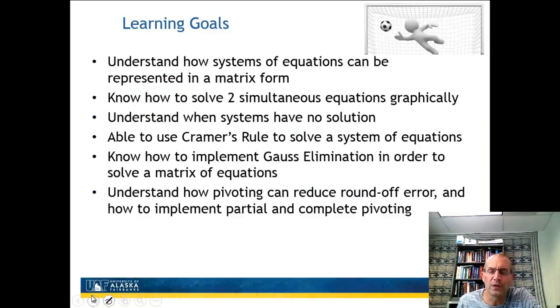So here are the learning goals. At the end of this video, you'll understand how systems of equations can be represented in a matrix form. You'll know how to solve two simultaneous equations graphically. You'll understand when systems have no solution. You'll be able to use Cramer's rule to solve a system of equations. You'll know how to implement Gauss elimination in order to solve a matrix of equations. And you'll understand how pivoting can reduce round-off error and how to implement partial or complete pivoting in order to help minimize that.